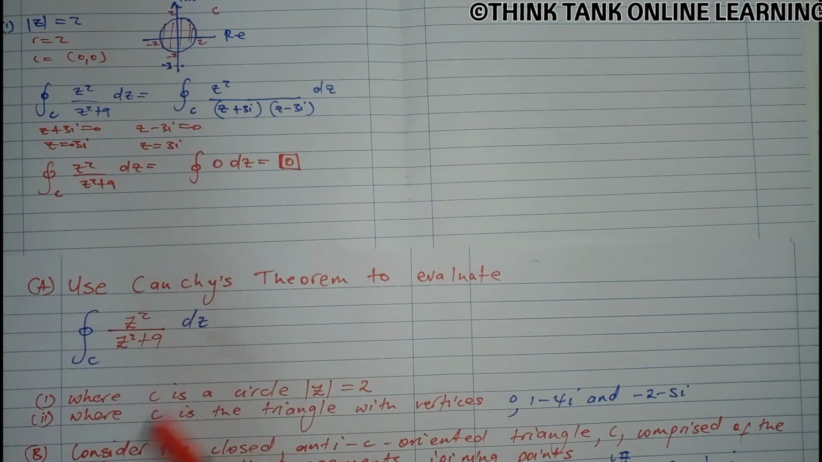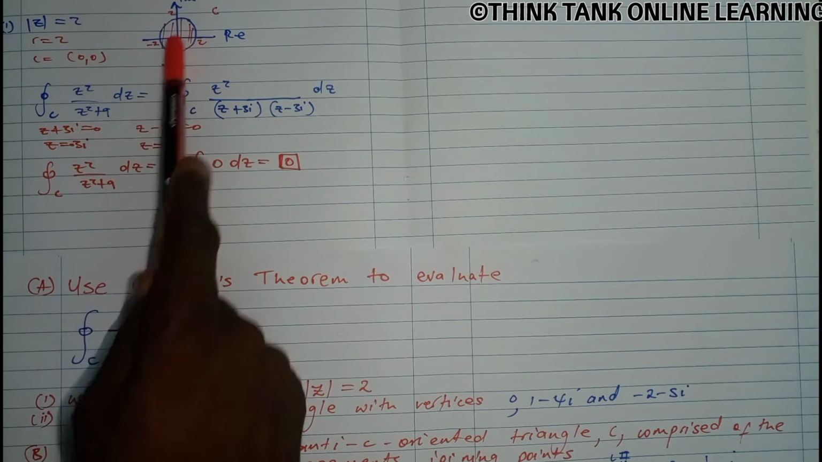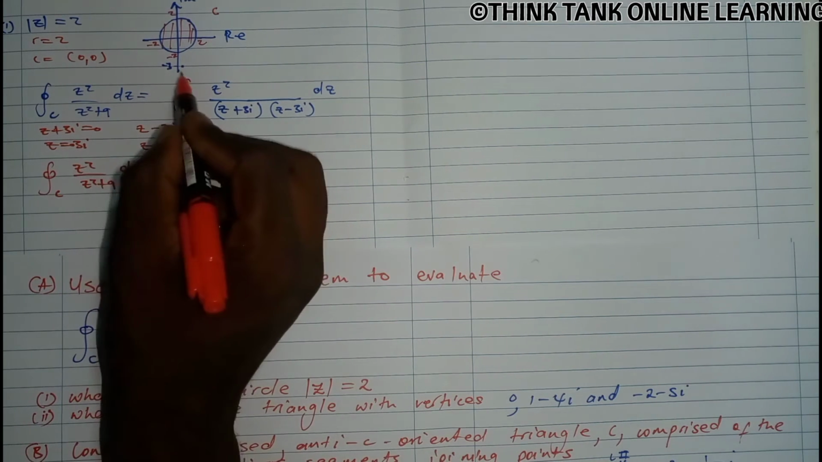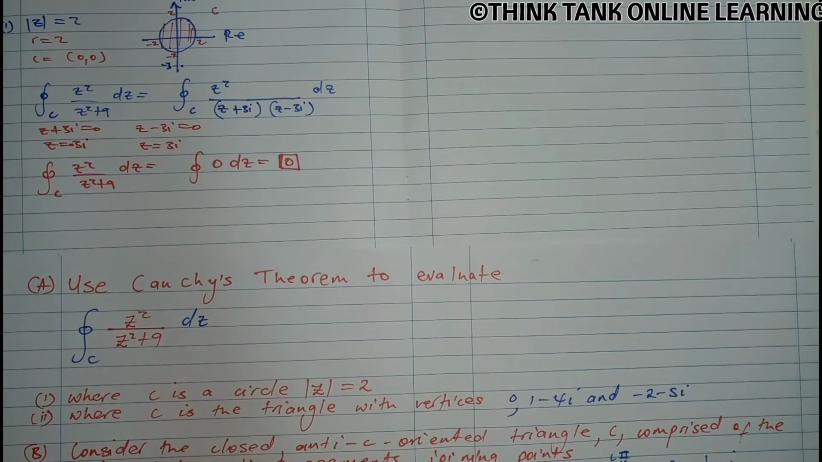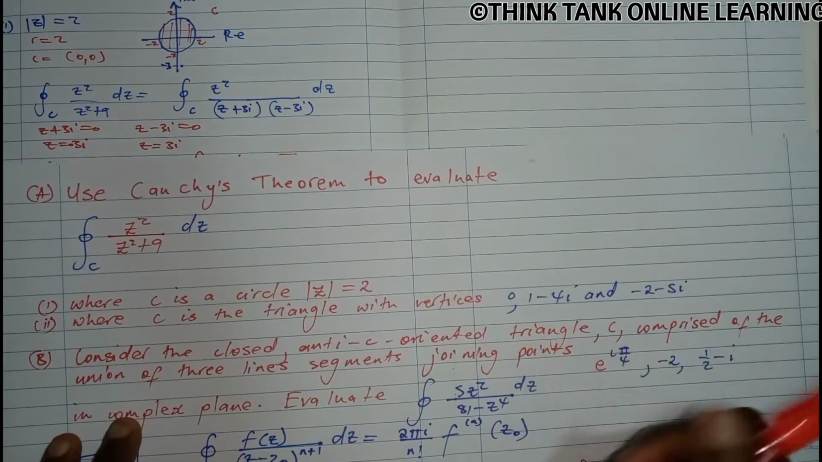So that means this function is going to be analytic in the region, and it's only not analytic outside the region. That's why we're going to have 0. So now we're moving on to the next question.